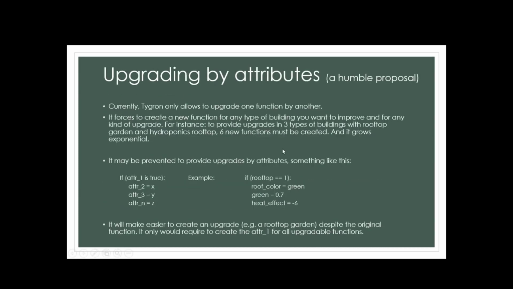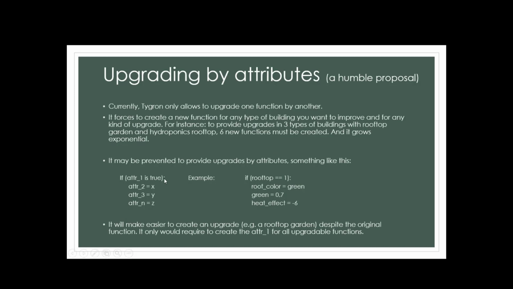Okay, this is a proposal that came to my mind when I was working with upgrades. Because now Tygron only allows upgrading one function into another. Yeah, am I right? And so I had to create a new function for any type of building that I wanted to be upgradable for the players. So this is a lot of functions, because if you have, I don't know, six different types of gardens and 6 buildings, these are 36 new functions to be implemented on Tygron.